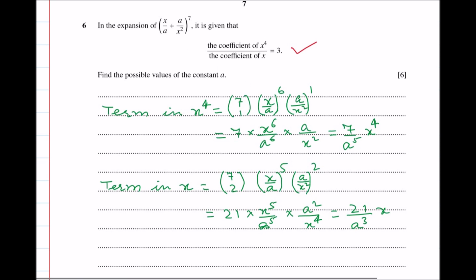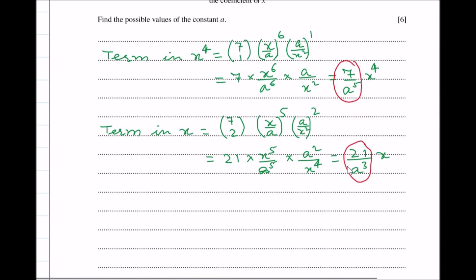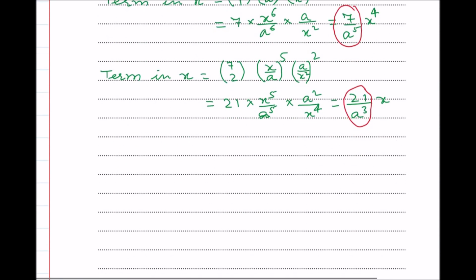So the coefficient will be this here, and this is the other, the coefficient of x, right? So we'll write them as a fraction, and that equals 3. That is what is given in the question. So let me write. Now 7 by a to the power 5 divided by 21 by a cube is equal to 3.